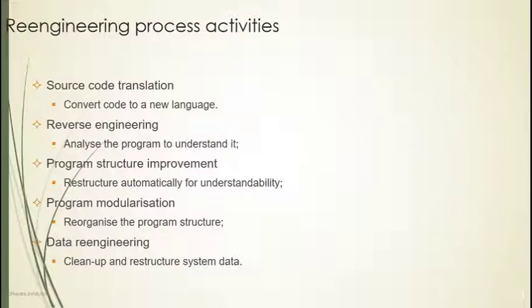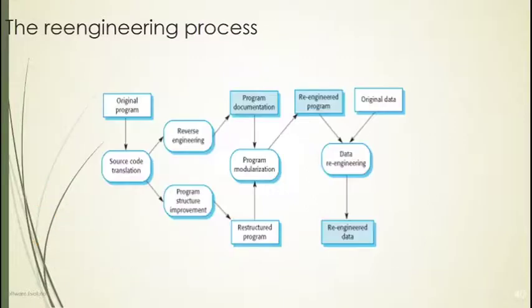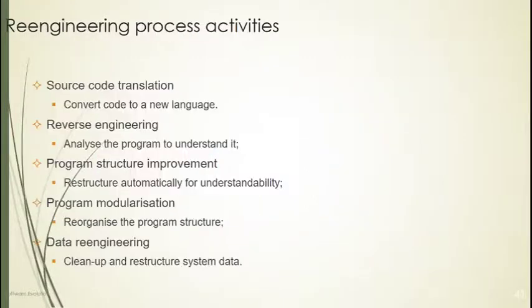Then the third one is program structure improvement. Program structure improvement is restructuring automatically for understandability. The structure of the program is analyzed and modified to make it easier to read and understand, or for better improvement of the program. This is automatic, but sometimes manual work is required as the application requires.